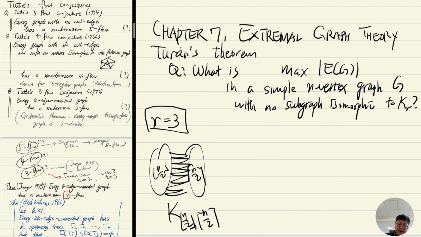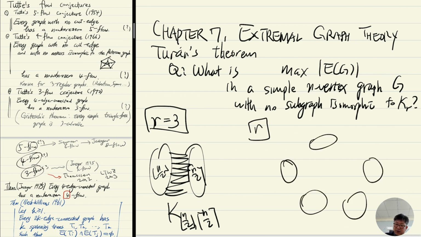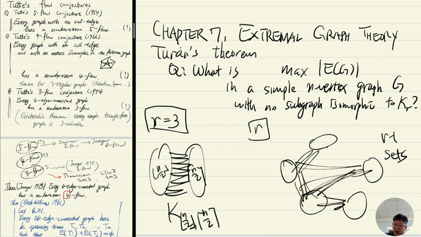And you can generalize that idea. In general, for r, you partition the vertex set into r minus 1 parts and put edges between different parts.